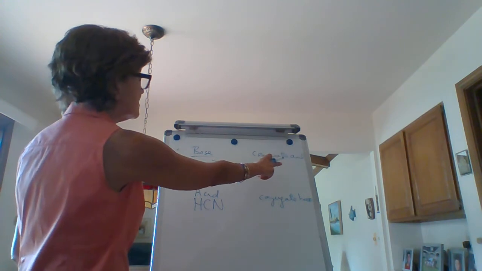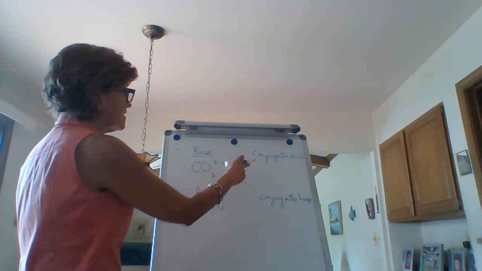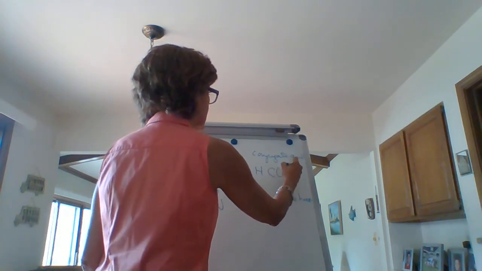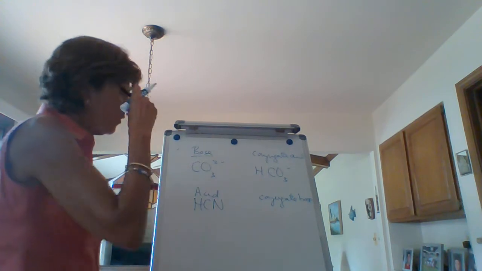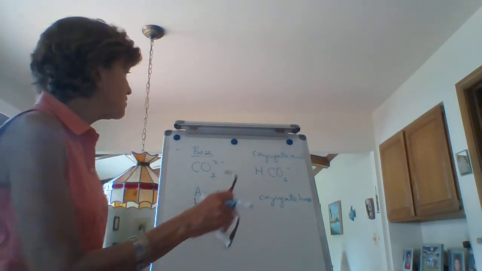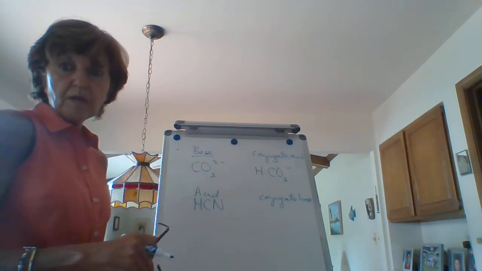The conjugate acid has to have an extra proton, and it's going to have one less negative. So we're going to add the proton. We're going to have one less negative, and there we go. We have the bicarbonate or the hydrogen carbonate polyatomic ion. So this is a conjugate acid-base pair.